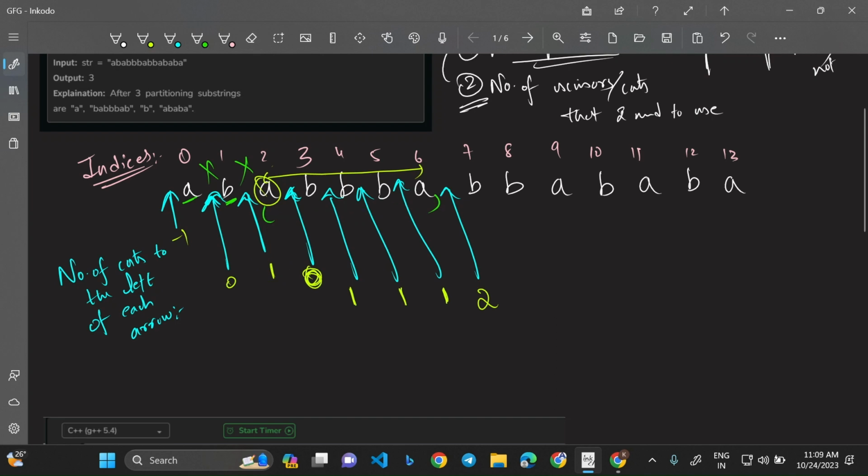Okay. Remember the fact that we are not dealing with the right. Leave the right side. We are at this particular element now. We are at this particular arrow now. So leave the right of the arrow. Do not worry about the right side of the arrow. All right. Now come to this particular arrow.